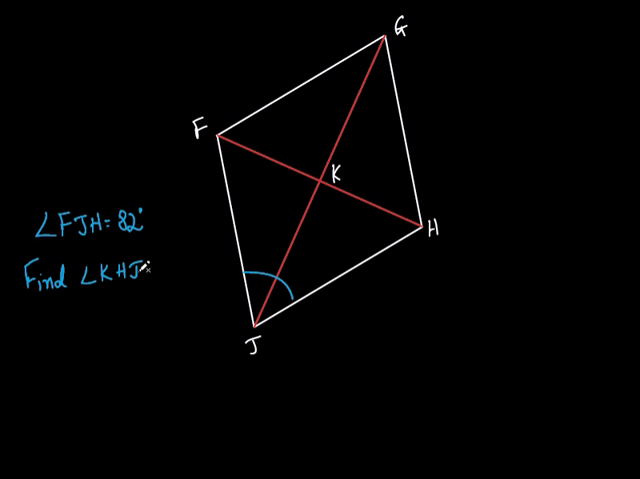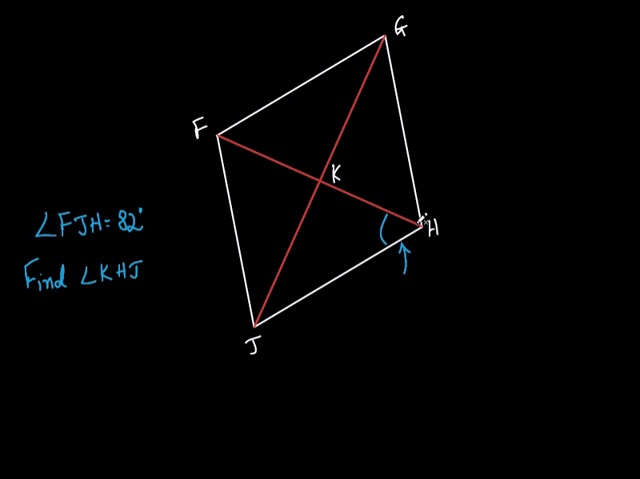We want to find KHG. Let's find that. KHJ, I should say, not G. KHJ, this angle right there. That's what we're trying to find. We're trying to figure out what that angle is. And they kind of tell you something here. They say this big angle right here is 82 degrees. But I'm not going to use that whole 82 degrees. What am I going to do?